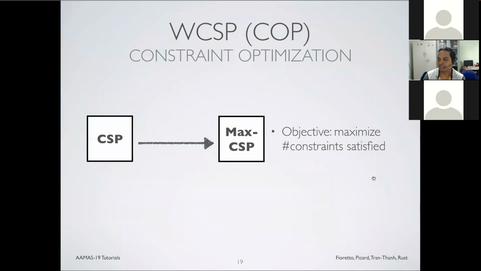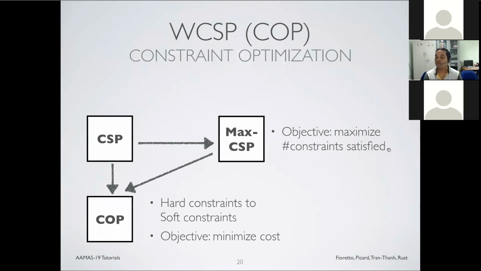So a constraint satisfaction problem can be treated as maximum constraint satisfaction, which is optimized. The objective is to maximize the constraints satisfied. The maximum number of constraints should be satisfied. So MAX-CSP. Next, you have the constraint optimization problem, COP.